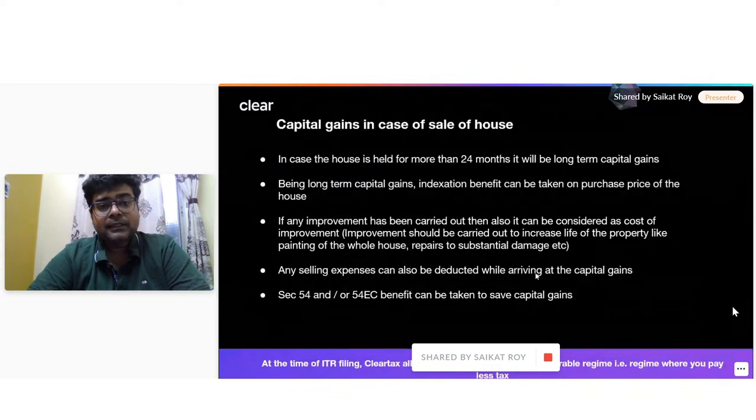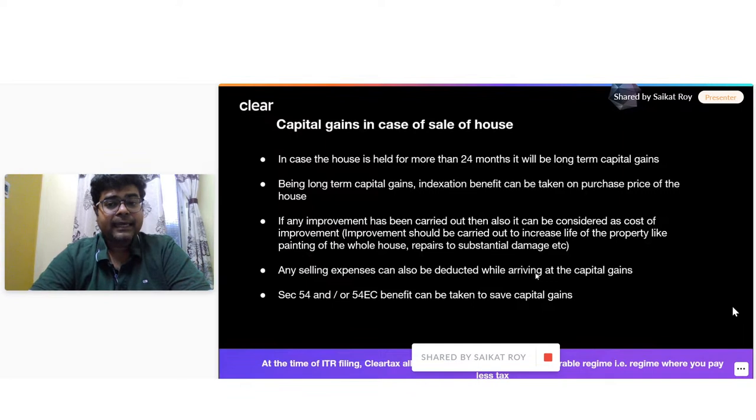Now, since these are long-term capital assets, indexation benefit will be applicable on the gains calculation, right? And similar to the earlier discussion, with indexation benefit, the cost upliftment will happen. In case you have done any improvement on the asset itself, you can include the cost of improvement as cost of acquisition as well, right? It will be the improvement cost.